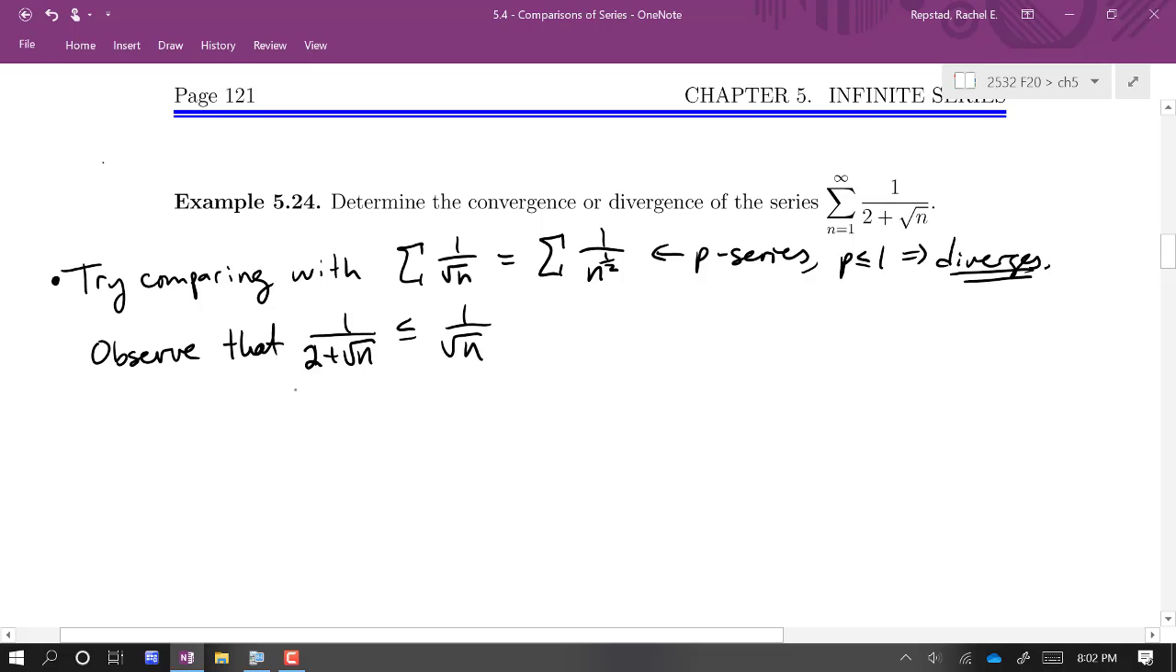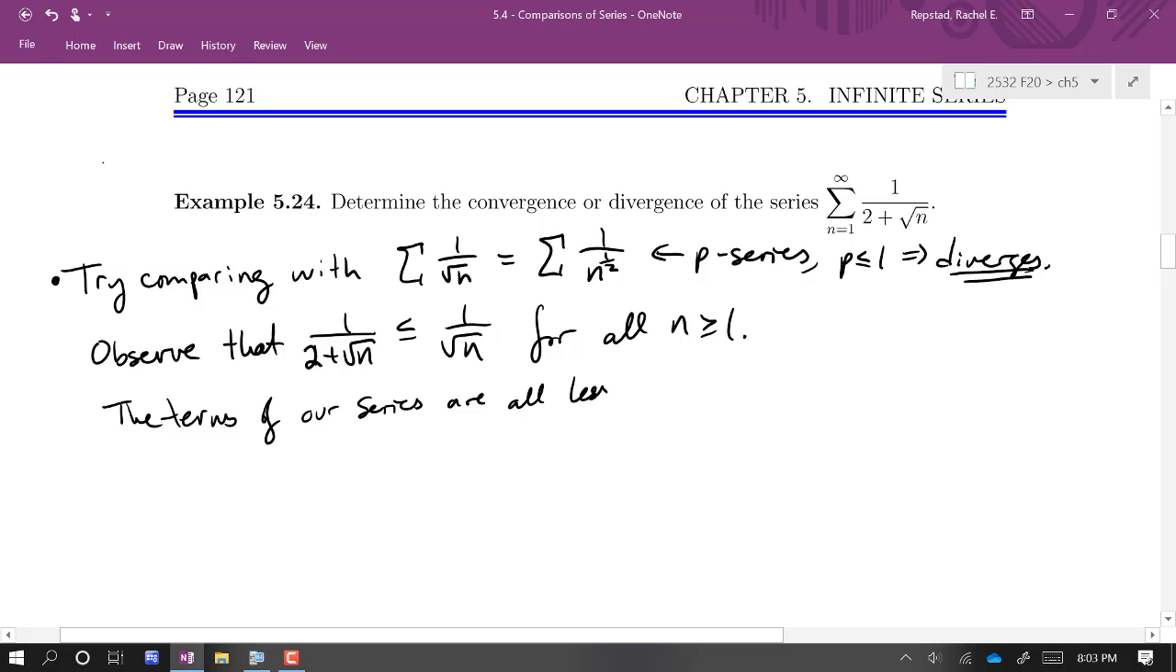And that's the same argument we made last time, right? The numerators are the same, and the denominator on the left is a little bit bigger than the one on the right, so that fraction has to be smaller. So this is true for all n greater than or equal to 1. So what we've shown is that the terms of the series they gave us are all less than the terms of a divergent series.